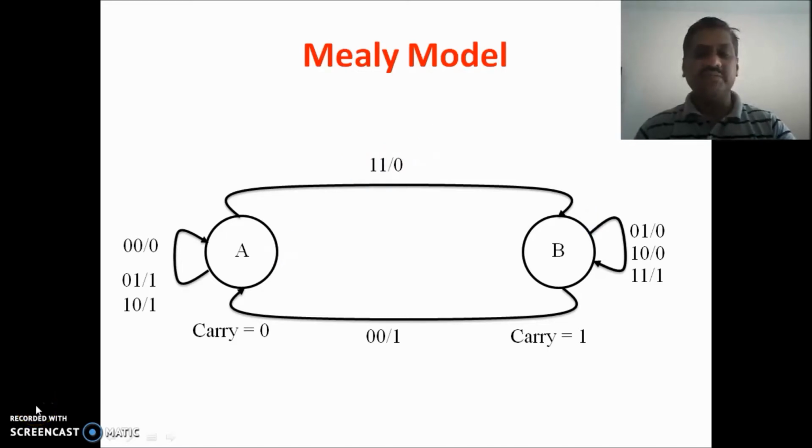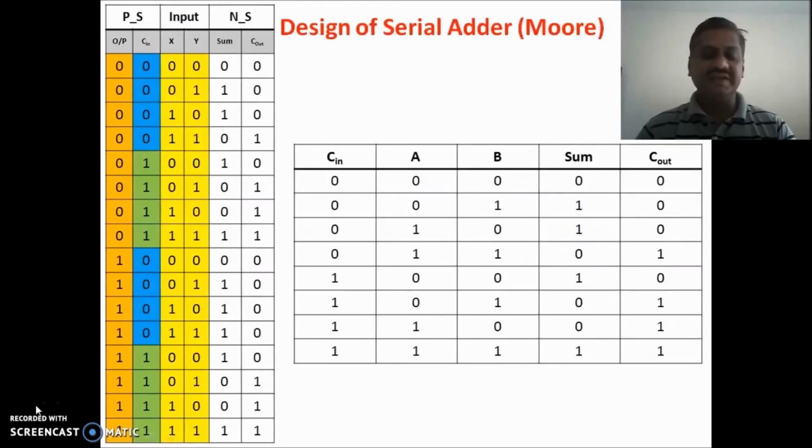But in the Moore circuit design, what do we have? In the Moore design, the output is stable for each state. Therefore, the possible number of states will be equal to the things which we have to memorize plus the possible number of outputs. I will come to this slide.